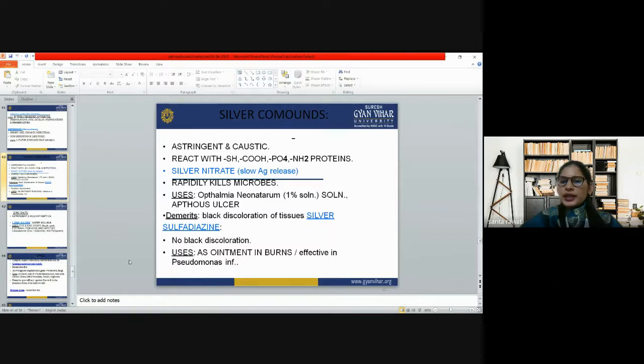Then in dermatitis, it is used, with black discoloration of tissue. Silver sulfadiazine is used with no black discoloration, and it is used as an ointment in burns and is effective in pseudomonas infections.